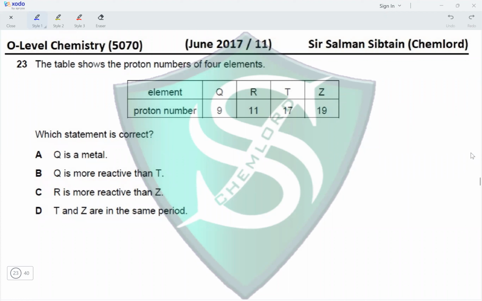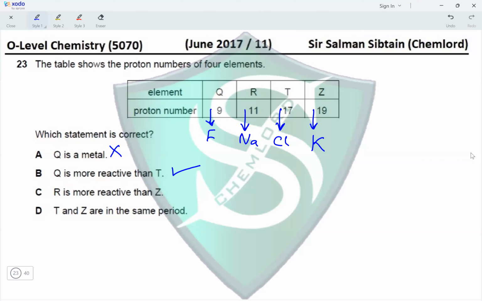Question 23. The table shows the proton numbers of four elements Q, R, T, and Z. Which statement is correct? Looking at the periodic table, we can identify Q as fluorine, R as sodium, T as chlorine, and Z as potassium. Okay, which statement is correct? Q is a metal? No, it is a non-metal. Q is more reactive than T. Fluorine is more reactive than chlorine? Yes, because reactivity increases up group 7.